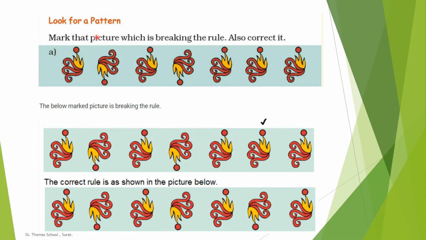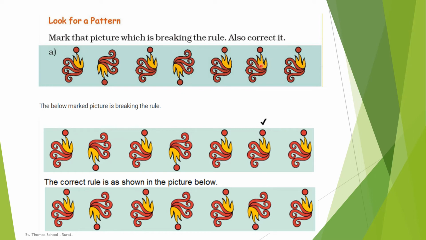Now look for a pattern. Mark that picture which is breaking the rule and also correct it. So now you can see one picture has been given to you. This is one of the designs that has been given to you. Now look how the picture is looking initially. Then the next is downwards. Then again upwards, then downwards, then upwards. Then the rule says it should be downwards, but it has been shown as upwards. So this picture is breaking the rule.